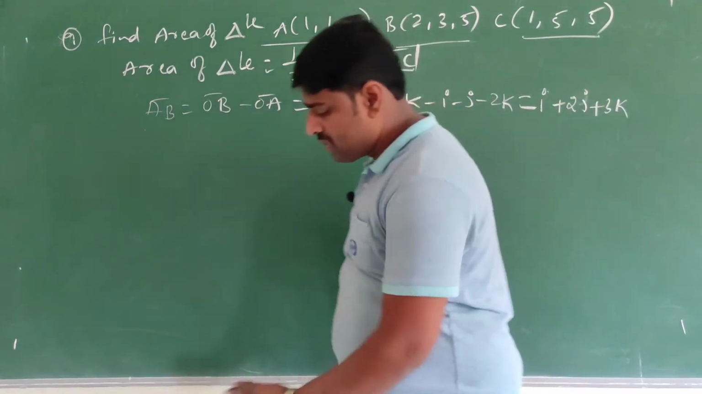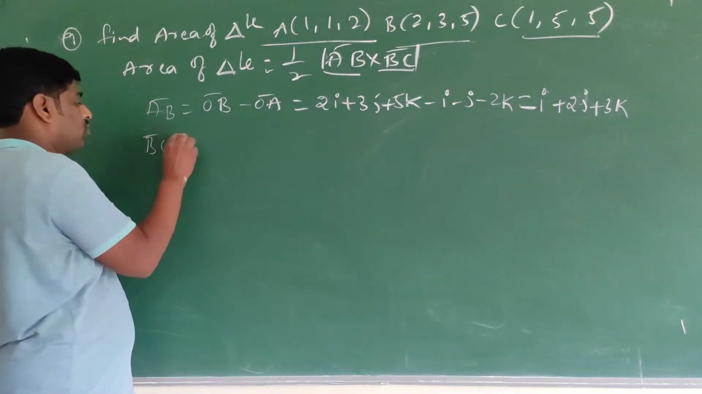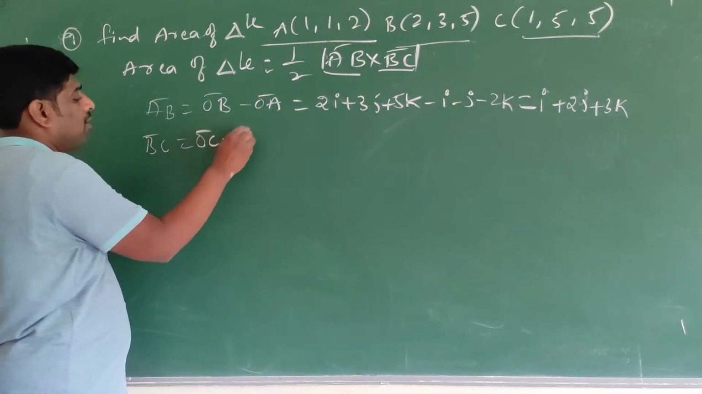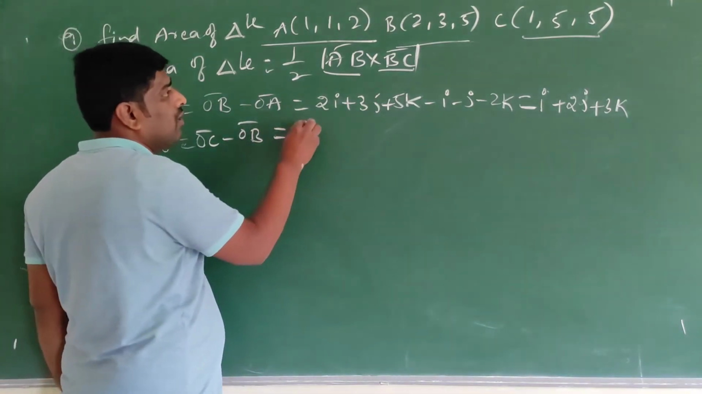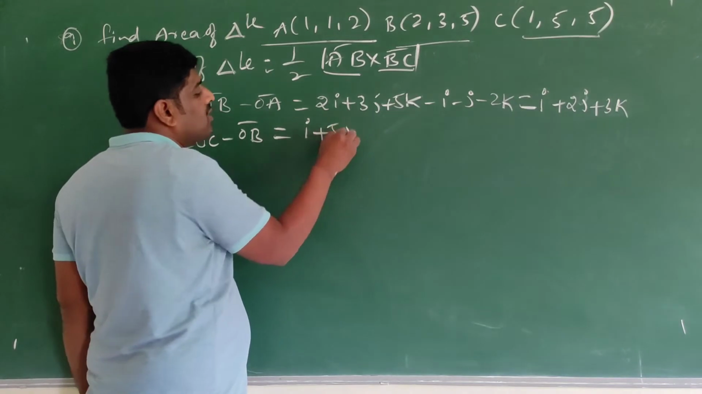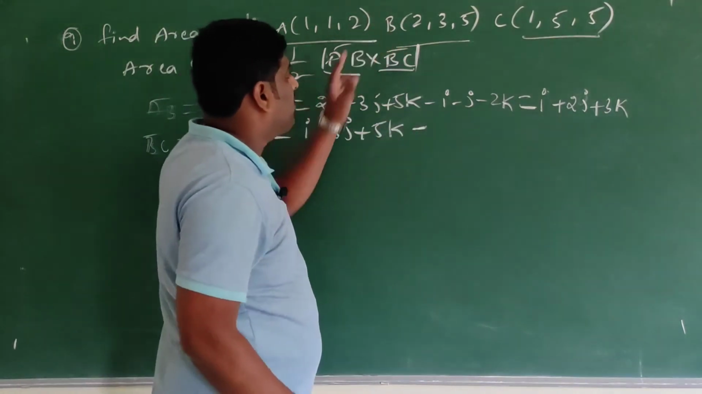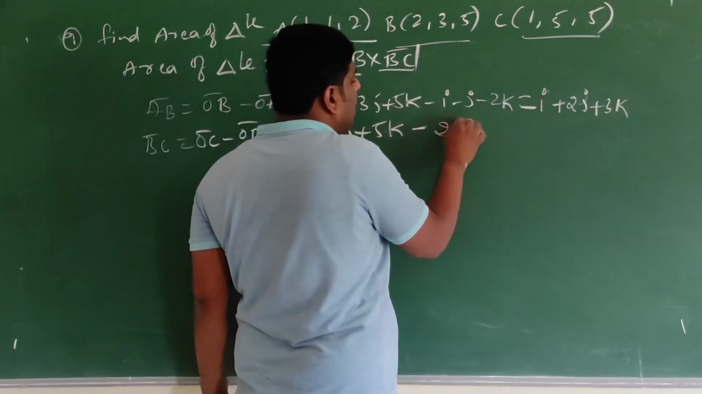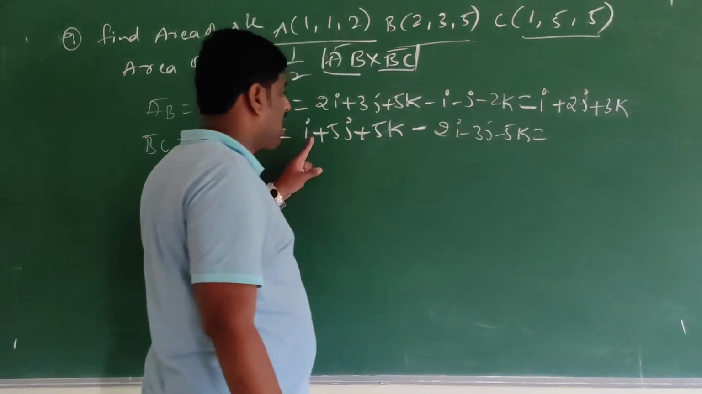Now what is BC bar? BC bar equals OC bar minus OB bar. OC bar is i cap plus 5j cap plus 5k cap, minus OB bar, which is 2i cap plus 3j cap plus 5k cap.